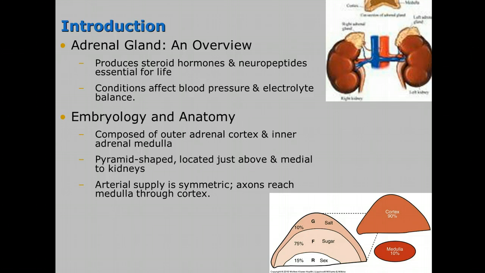They produce steroid hormones and neuropeptides, which are essential for life. Things such as blood pressure and electrolyte balance are really controlled by these glands. If you look in the bottom right-hand part of your screen, you'll see there are several portions to the adrenal gland. We've got the different zones, G, F, and R. The zones are in the cortex, and there's also the medulla. The majority of the adrenal gland is the cortex, and only 10% of it is the medulla.